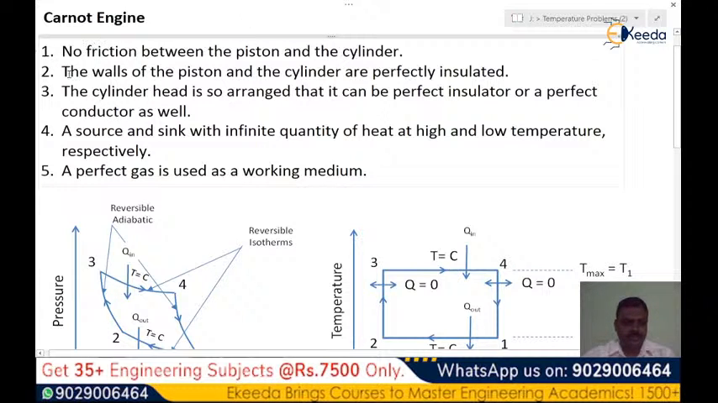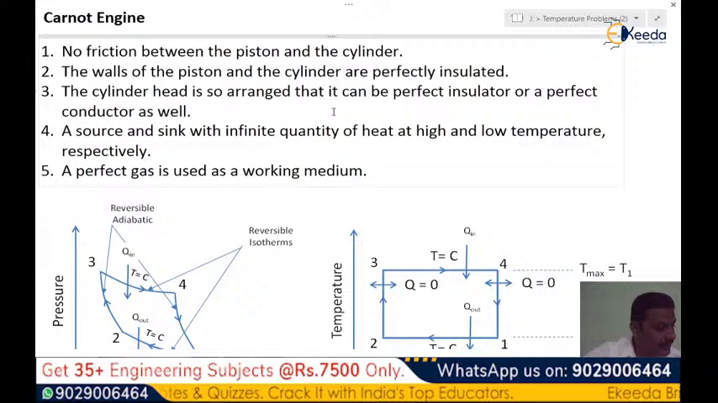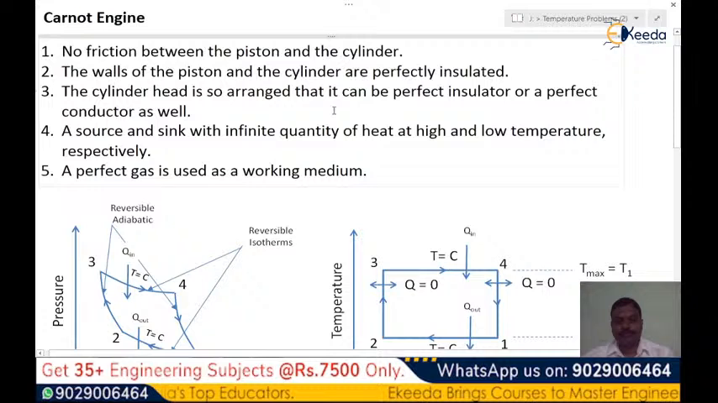The second assumption is that the walls of the piston and cylinder are perfectly insulated. That means there is no heat interaction through those walls of the cylinder and piston. The cylinder head is so arranged that it can be a perfect insulator or a perfect conductor as well. That means during an isothermal process, a perfect conductor is placed to have a heat interaction. During an adiabatic process, an insulator is placed.